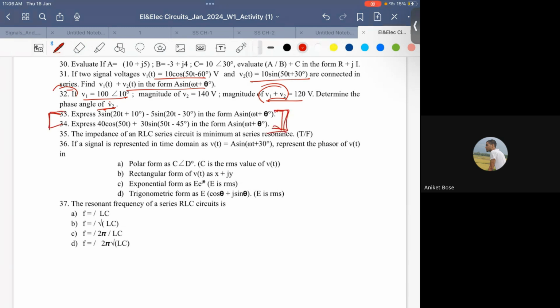Okay, that is left. Now, what about the 35th? The impedance of the RLC circuit is minimum at series resonance. Is it minimum or maximum? Minimum, right? The current will be maximum, correct? If that RLC circuit has series resonance, then you'll be left with a totally pure resistive circuit, because the reactance will get cancelled. So I will be V upon R, because omega L minus 1 upon omega C will be cancelled. So the denominator part will be minimum, that means the impedance will be minimum and the current will be maximum. That's the correct statement.